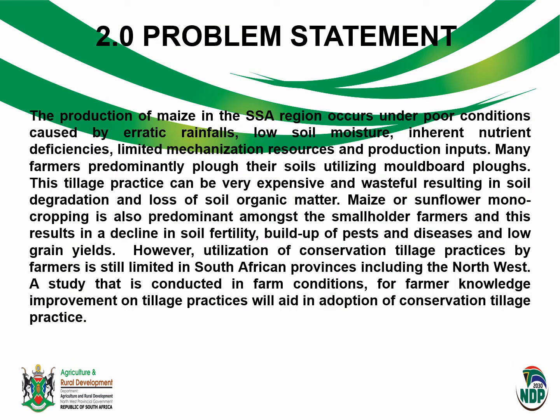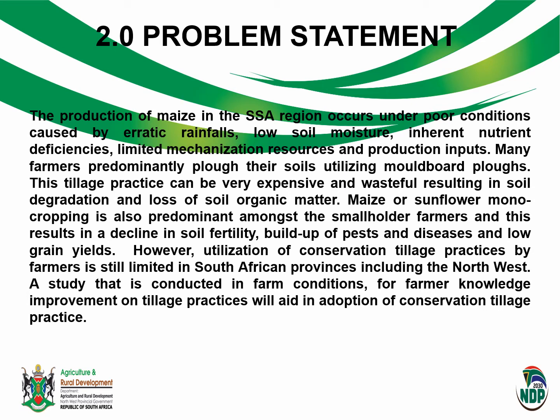The problem statement reads thus: the production of maize in the sub-Saharan Africa region occurs under poor conditions caused by erratic rainfall, low soil moisture, inherent nutrient deficiencies, limited mechanization resources, and production inputs. Many farmers predominantly plow their soils utilizing moldboard plows. This tillage practice can be very expensive and wasteful, resulting in soil degradation and loss of soil organic matter.